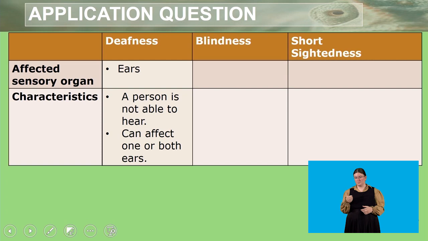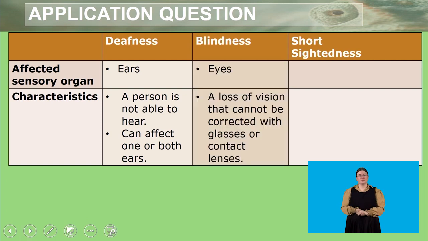Moving on to our second health issue, we have blindness. We know that blindness affects the eyes. And with blindness, it is a loss of vision. We know that it cannot be corrected with glasses or contact lenses.